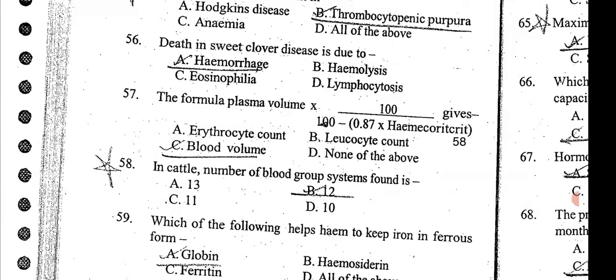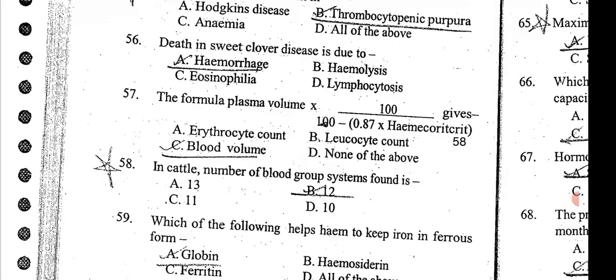The hematocrit value will be approximately 30. 0.87 into 30 will be approximately 25. 100 minus 25 will be 75, and 100 divided by 75 will be around 2, and that will be multiplied with plasma volume to give the blood volume.